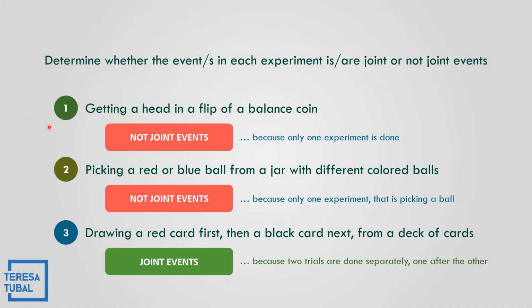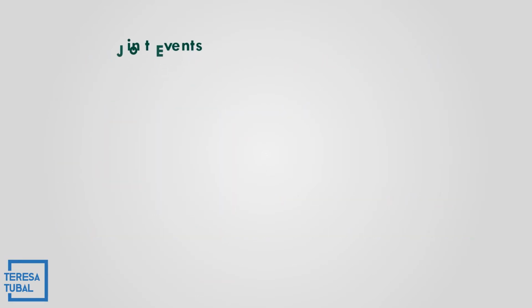As you can see in the first two examples, this is not joint events because only one experiment is done, while the third example is the joint events because two trials are done separately, one after the other. Joint events could be dependent or independent.